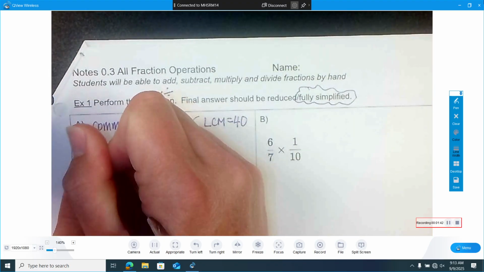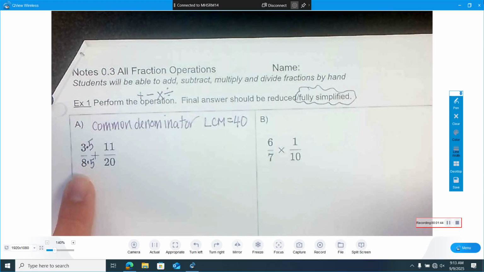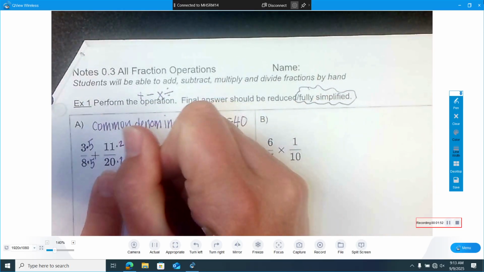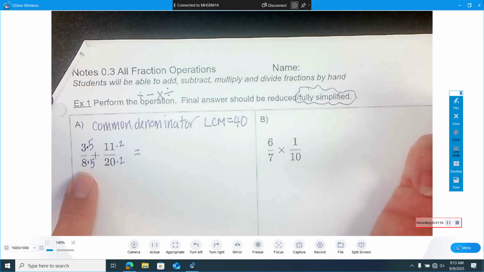Good. We're going to multiply by 5, top and bottom. And what about the second fraction? What do I need to multiply by to get to 40? Just 2. That's much easier, isn't it? Okay. All right. So we're going to rewrite our new fraction.